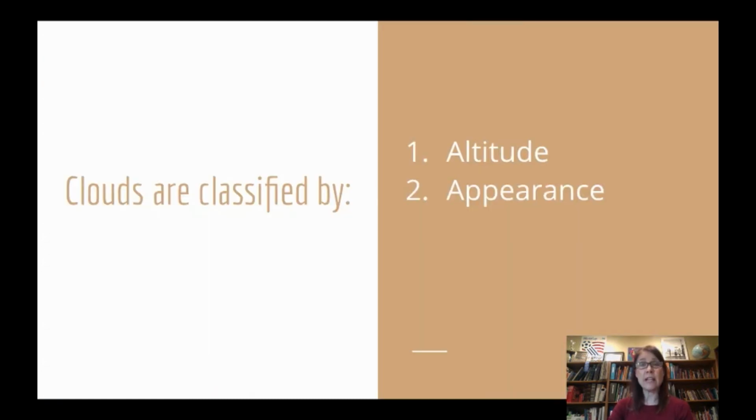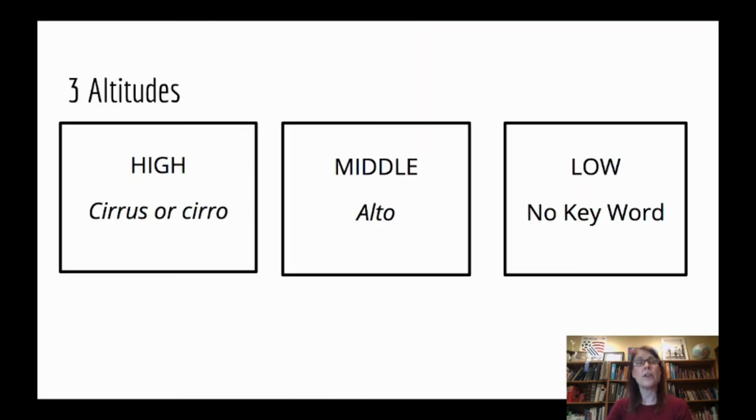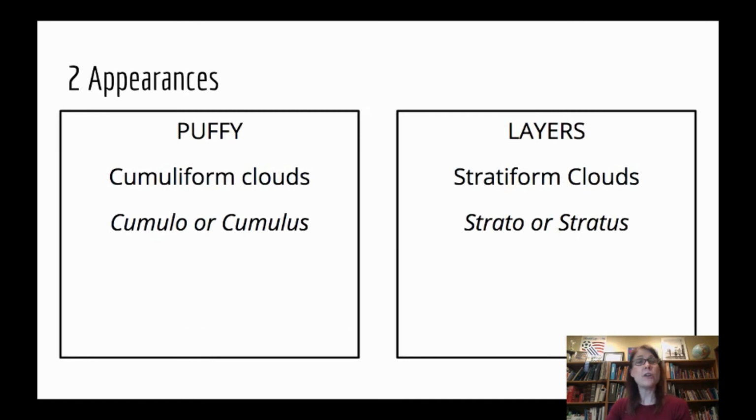Remember that clouds are classified based on 1, the altitude at which they form, and 2, their appearance. There are 2 key words for the altitude at which clouds form. If clouds form at a high altitude, cirrus or cirro is the key word. If clouds form at a middle altitude, alto is the key word. And there are 2 key words for how the cloud appears. If the cloud appears puffy, the key word is cumulo or cumulus. If the cloud appears in layers, the key word is strato or stratus.